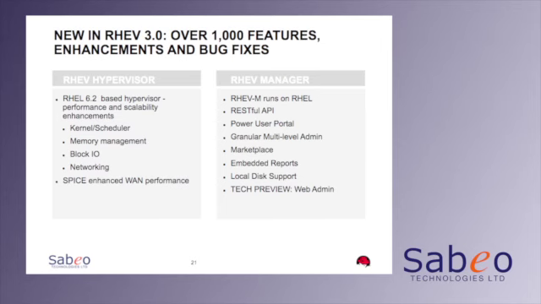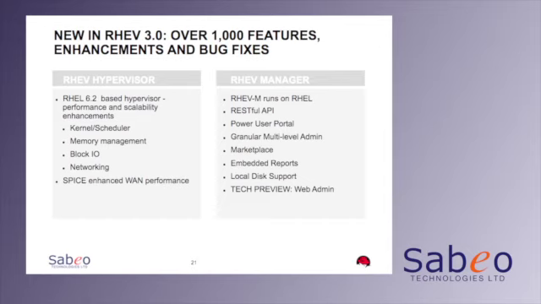Some of the new features: the RHEV hypervisor is now based on the RHEL 6.2 kernel, so there's a lot of performance and scalability enhancements that are provided in Red Hat Enterprise Linux version 6.2 with kernel scheduler, memory management, networking. But there's also an enhanced performance of the SPICE protocol to be able to do desktop virtualization optimized on a WAN infrastructure.